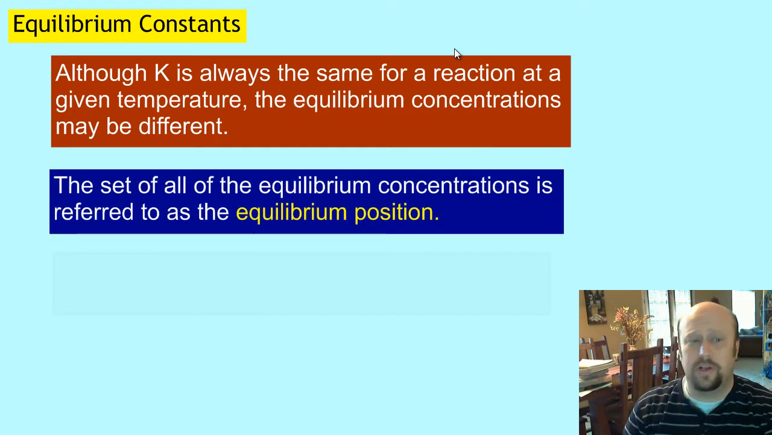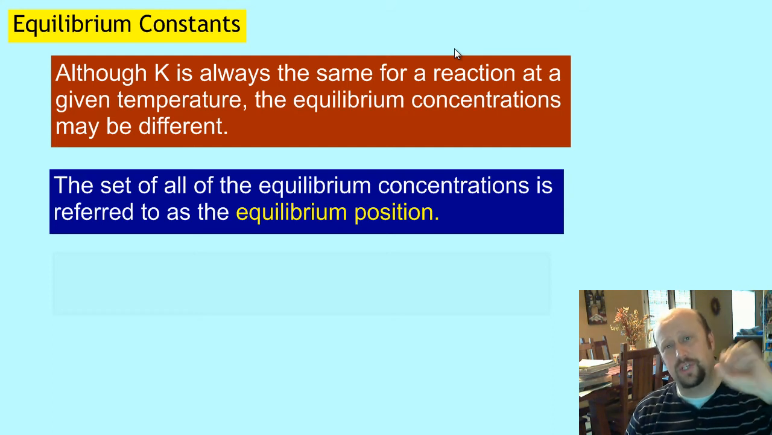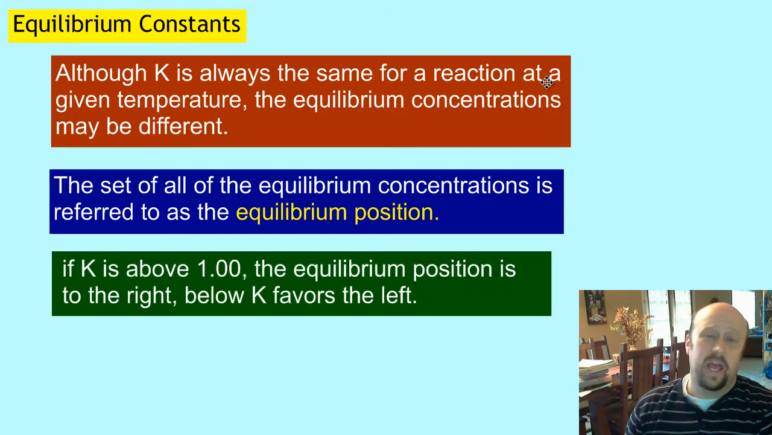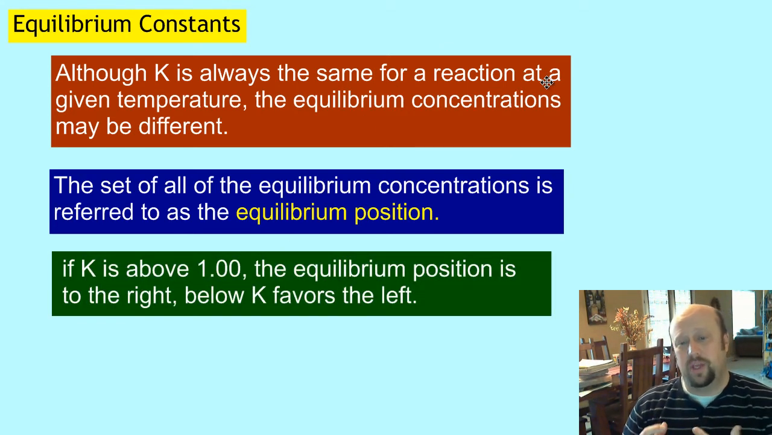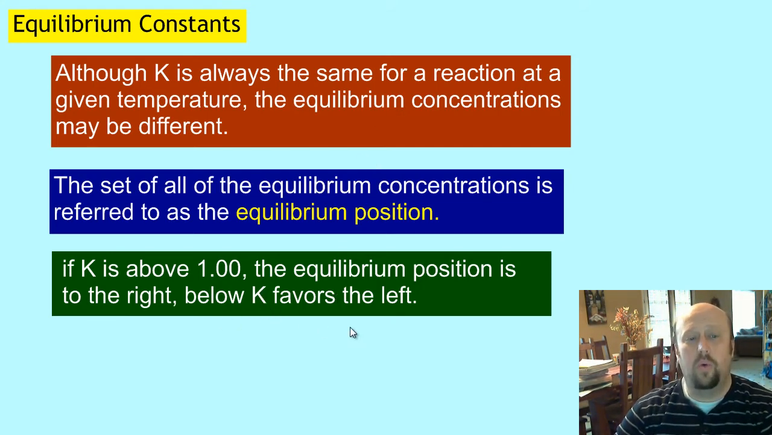If we know all of the concentrations, then we would say that that is the equilibrium position. So the concentration of N2 is this, the concentration of H2 is this, the concentration of NH3 is this. That is our equilibrium position. We know where it is. And then, much like we talked about, we could say that something favors the right or favors the left. We could also say, if we know our K values, if K is above 1, then the equilibrium position is to the right, meaning that it's going to favor products. And if it's below 1, then it's going to favor the left-hand side, meaning it's going to favor reactants.